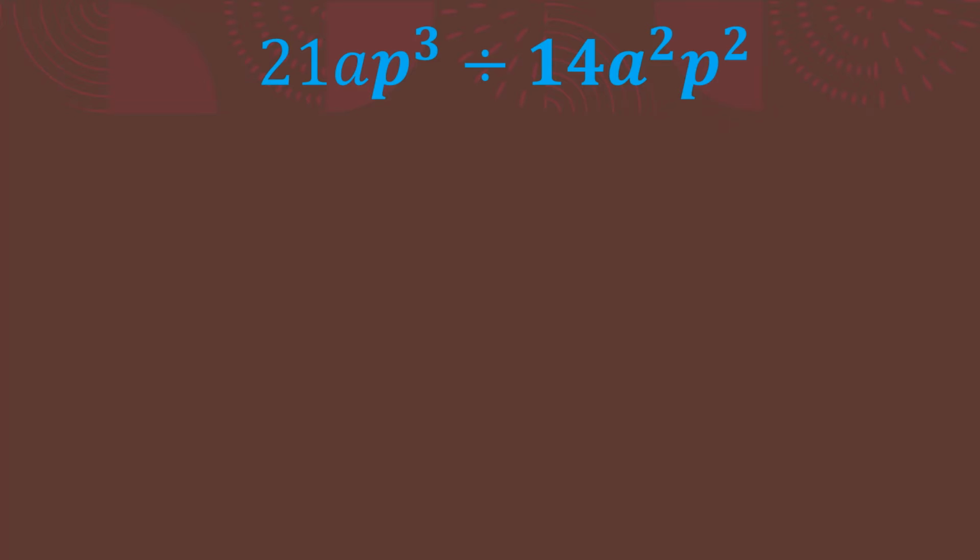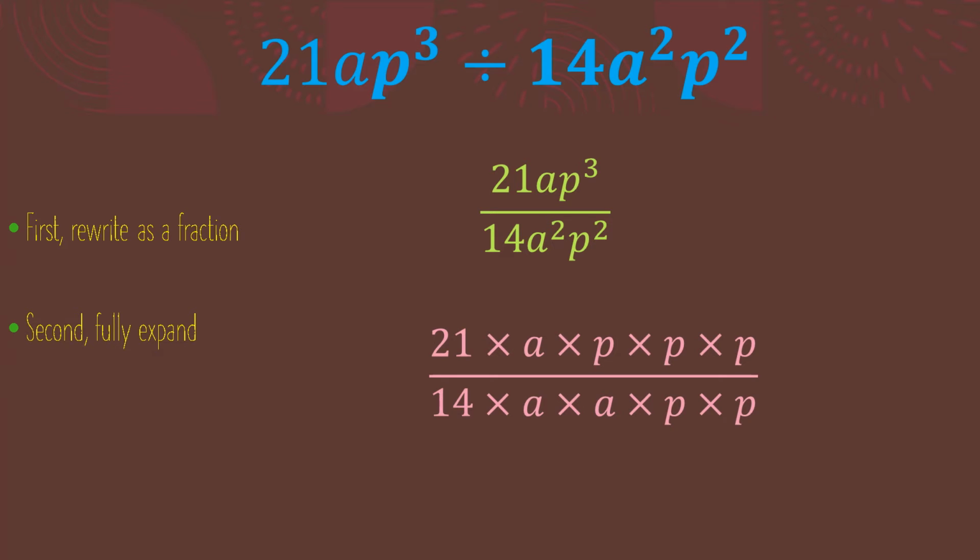Let's look at this example. 21ap cubed divided by 14a squared p squared. The first thing we want to do is write it as a fraction. So we put 21ap cubed at the top and 14a squared p squared at the bottom. Then we want to expand our terms and then find a number that can divide the numbers. In this case, we can use 7. 7 can divide 21. 7 can also divide 14. So there are 3 groups of 7 in 21 and there are 2 groups of 7 in 14.